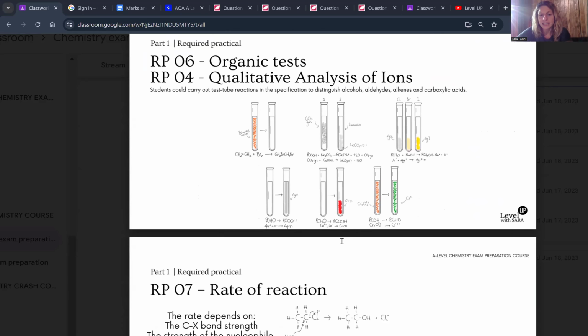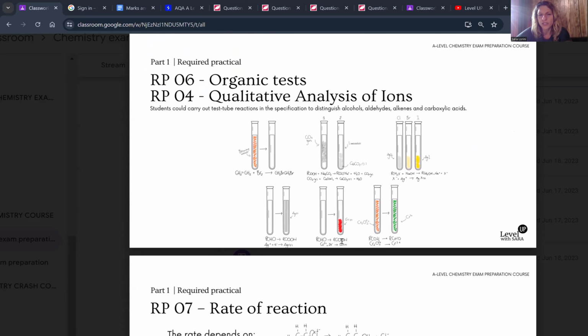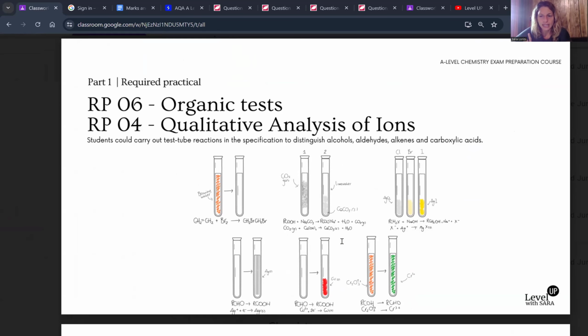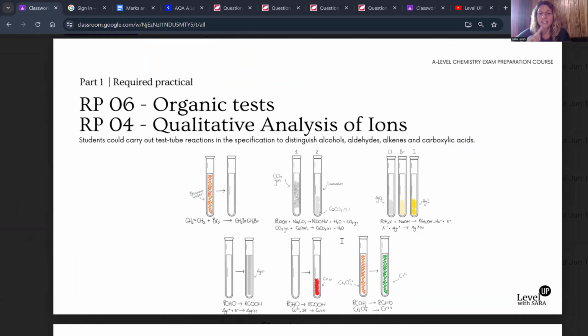Organic tests, qualitative analysis, I would just like you to try some questions and look at the notes. One tricky one that actually I want to highlight, because I've seen some questions coming up and they're not that straightforward, is these tests. Let me highlight it with a spotlight.